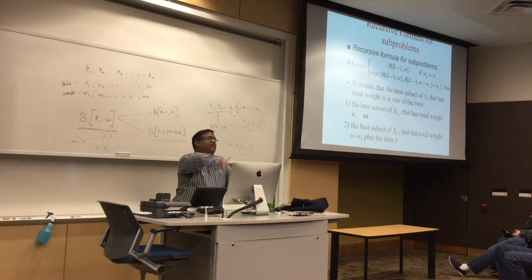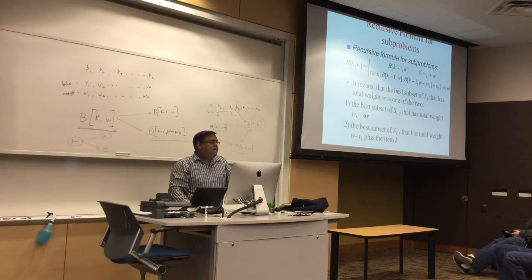Forget everything else. Forget which problem you're solving. Just look at this. What is B[K, W]? B[K, W] is the maximum benefit that you can get by considering K items, where the exact weight of the items chosen is W.